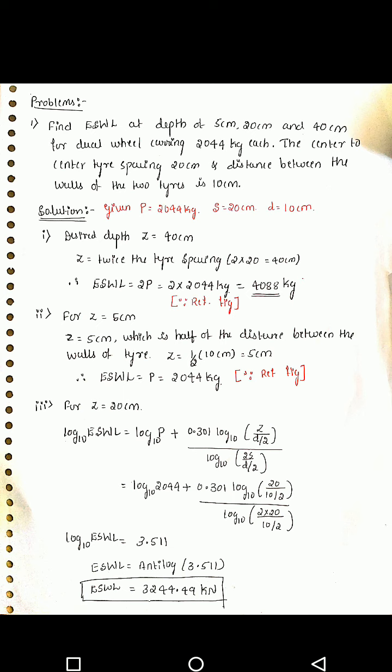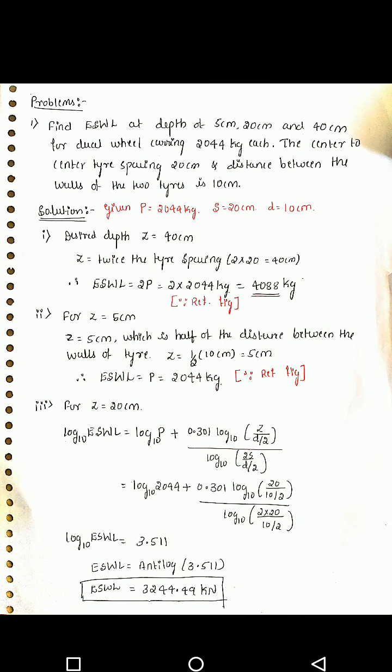And Z equal to 20 centimeter is nothing but a desired depth Z at which you want to calculate the equivalent single wheel load. So we are having the standard formula. P is known, Z is known and d by 2 is known. Just substitute all the values and you have the equivalent single wheel load. So this is one of the important problems, so you may expect it in the examination.